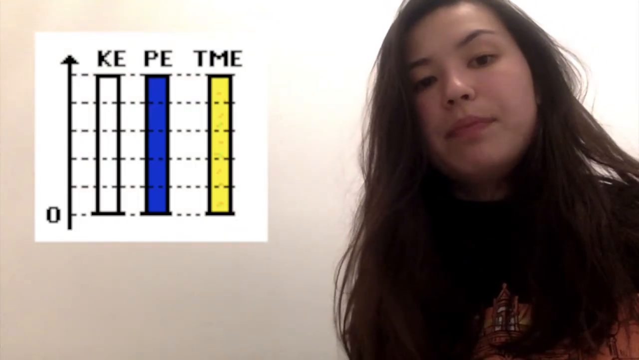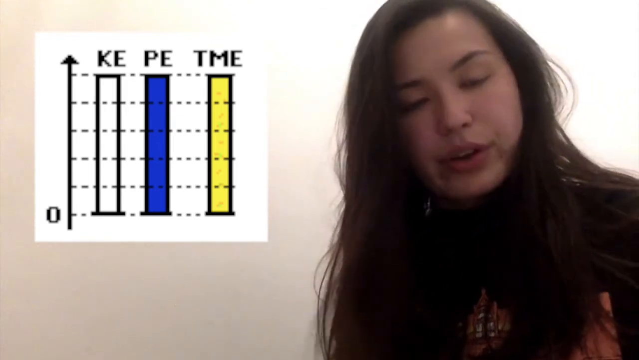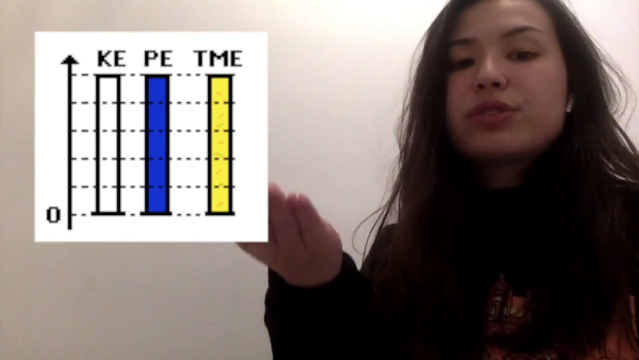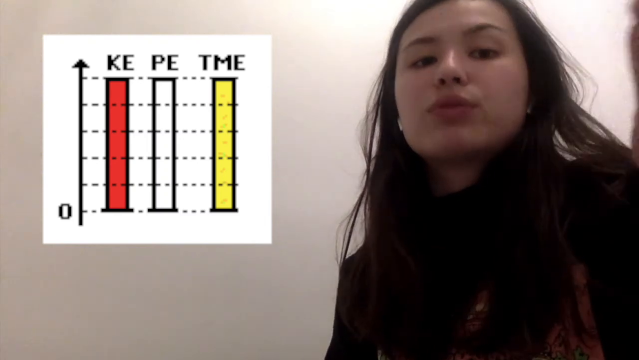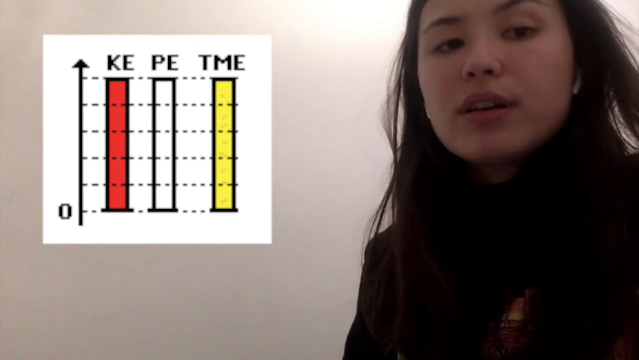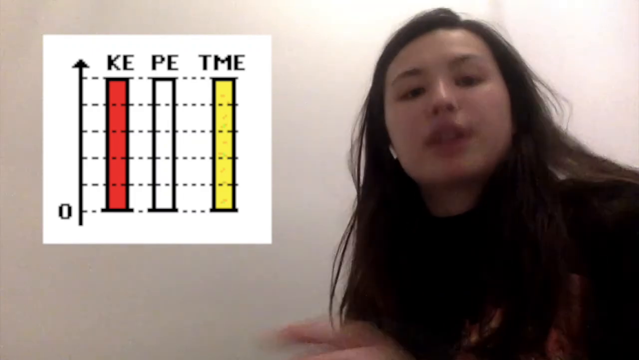The only difference is that at the amplitude, all of that TME resides, as I said earlier, in the potential energy. And then at equilibrium, the TME is the same because we're not losing any of our total energy, but all of the potential energy has been converted or transferred into kinetic energy.